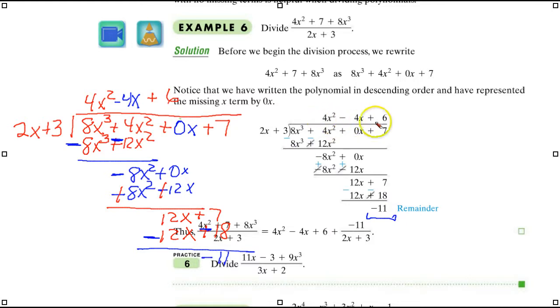So our answer is this plus a negative 11 over 2x plus 3. Now you could have put a negative there and kept this positive, but this way is the way they're featuring, so that's what we'll do as well.